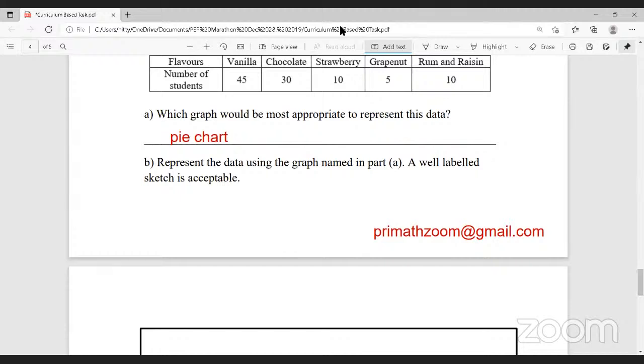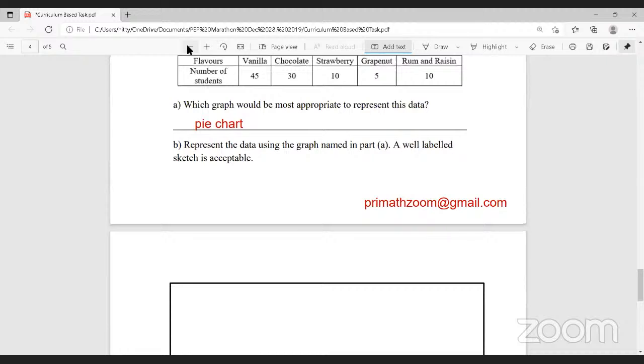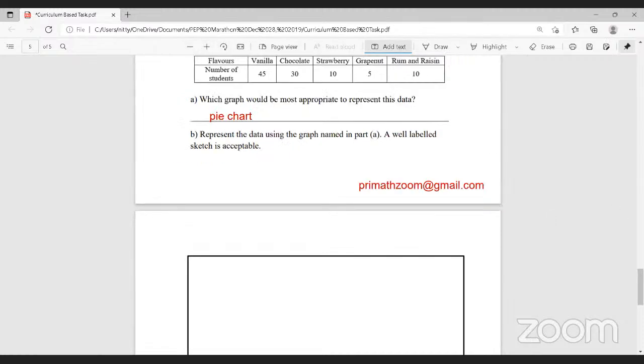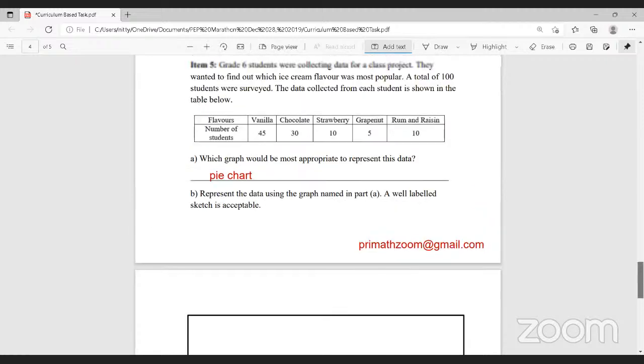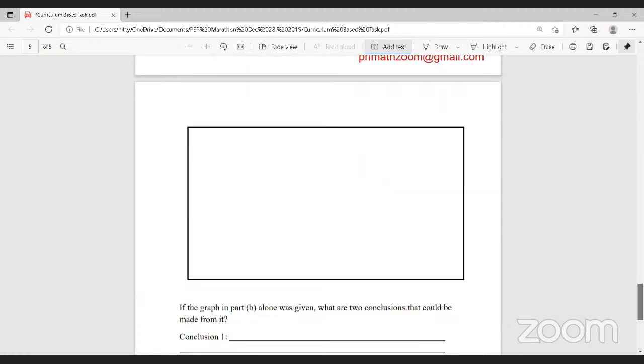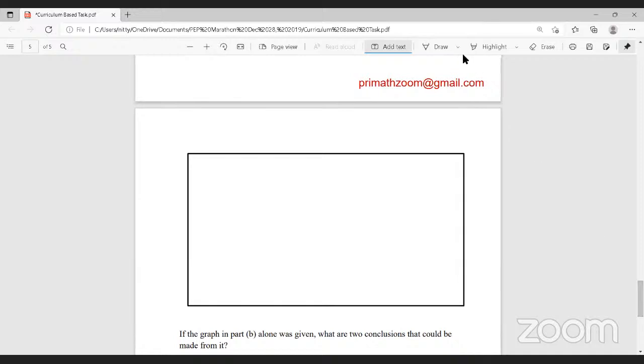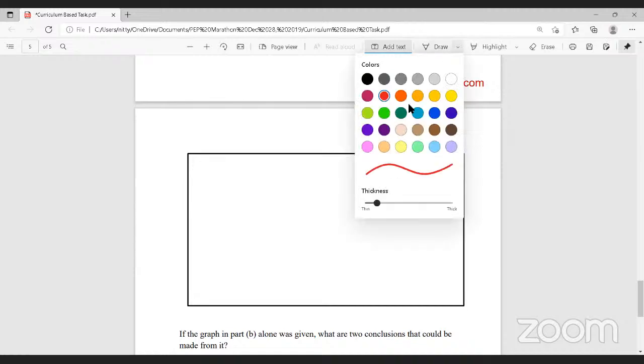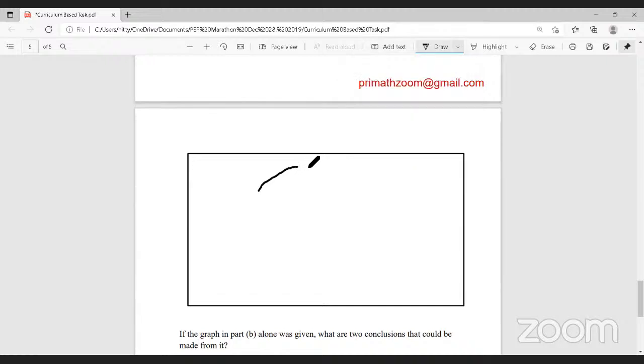So it says to represent the data on a pie chart. Let me get this a little smaller. Now, I'm just going to go ahead and make a circle. This will not be drawn to scale because I'm just going to try to draw something here. So I'm just going to do a rough circle, a rough pie chart.